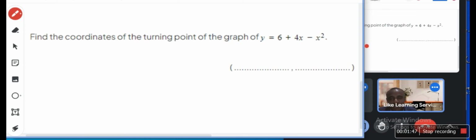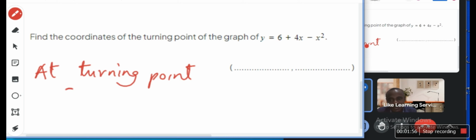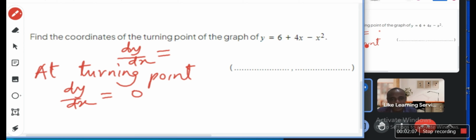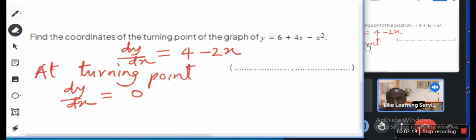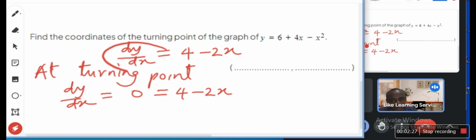Okay, now we know that at turning point, the gradient will be what? 0. Beautiful. So at turning point, dy over dx will be equal to 0. So do the dy over dx. 4 minus 2x. So since at turning point dy over dx is equal to 0, then we can simply say 0 is equal to 4 minus 2x. Did you see that? Yes, sir. Because at turning point the gradient is 0.